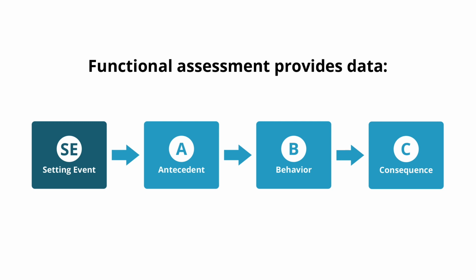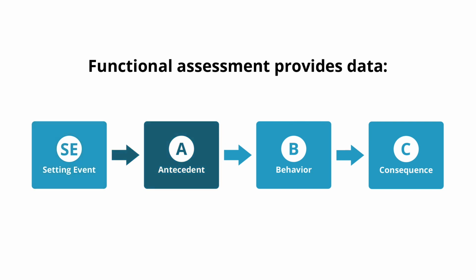For example, a student who isn't feeling well may be more resistant than usual to doing math exercises. Setting events can also be environmental, such as a noisy classroom, or social, such as an interaction with a peer. Remember, a setting event can make the behavior more likely to occur or less likely to occur. It can occur before a problem behavior or well in advance.